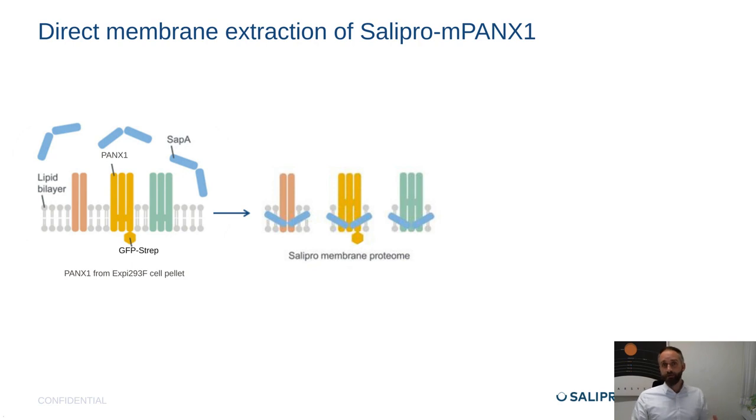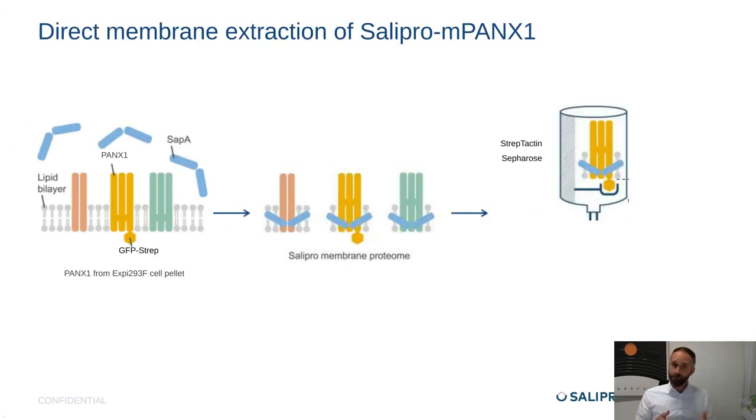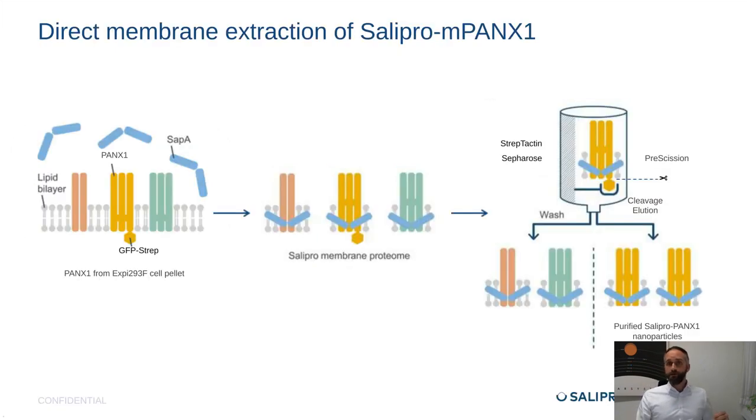But then in the next step, we want to isolate the membrane protein of choice, in this case Pannexin. Here we used the strep tag and affinity chromatography and immobilized it on the matrix, and then we cleaved off the GFP strep, and we could elute the purified Salipro Pannexin particles, whereas all the unwanted membrane proteins are in the wash or flow-through fractions.